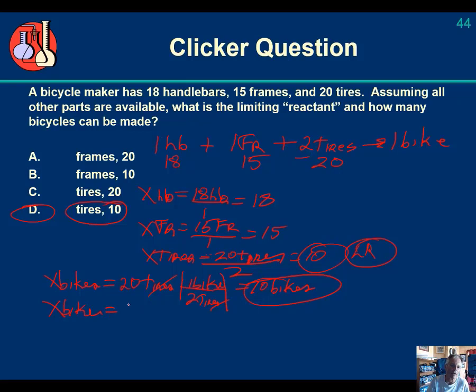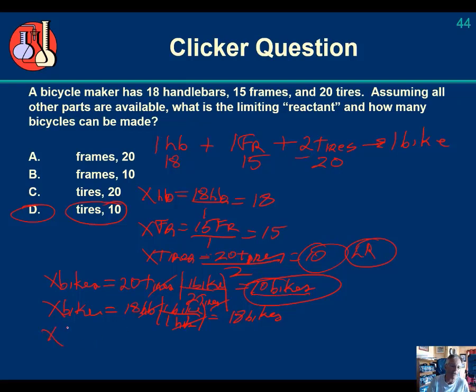X bikes, I've got 18 handlebars, and 1 bike requires 1 handlebar. So that's a 1-to-1 ratio. When I cancel, handlebars cancels, I get 18 bikes. But I already know that if I only have 20 tires, I'm going to run out of tires before I get to 18 bikes. I'll run out of tires when I get to 10 bikes.